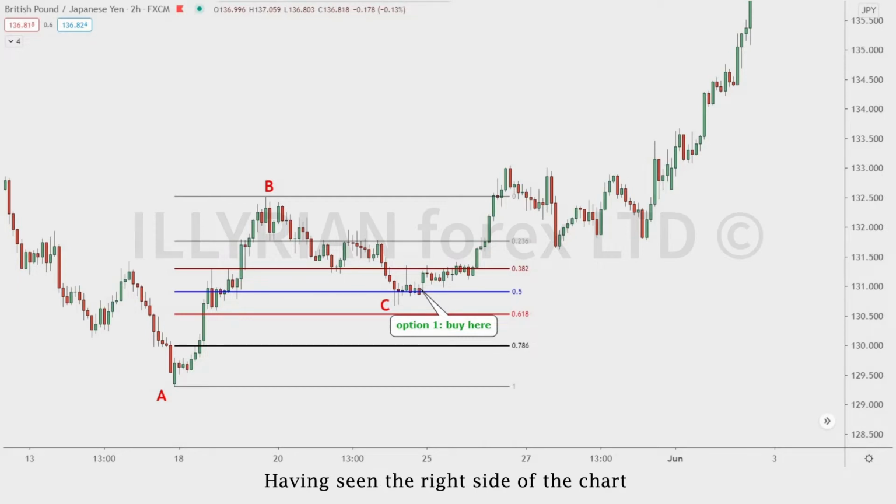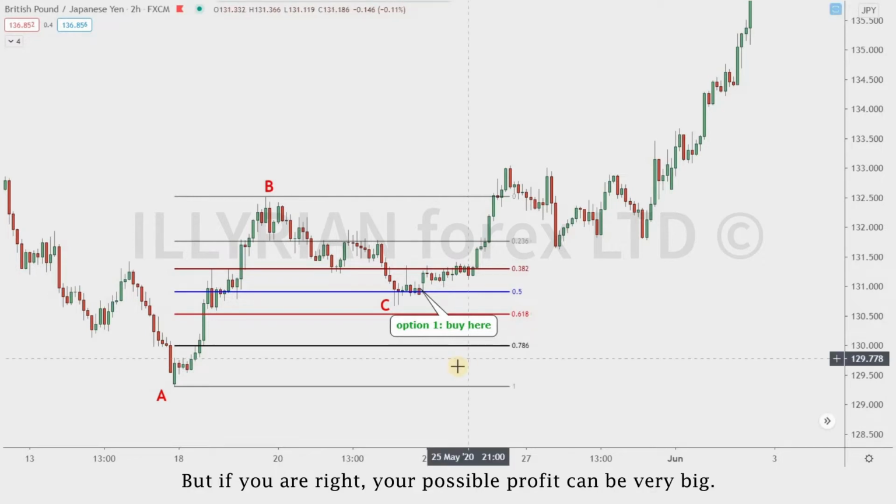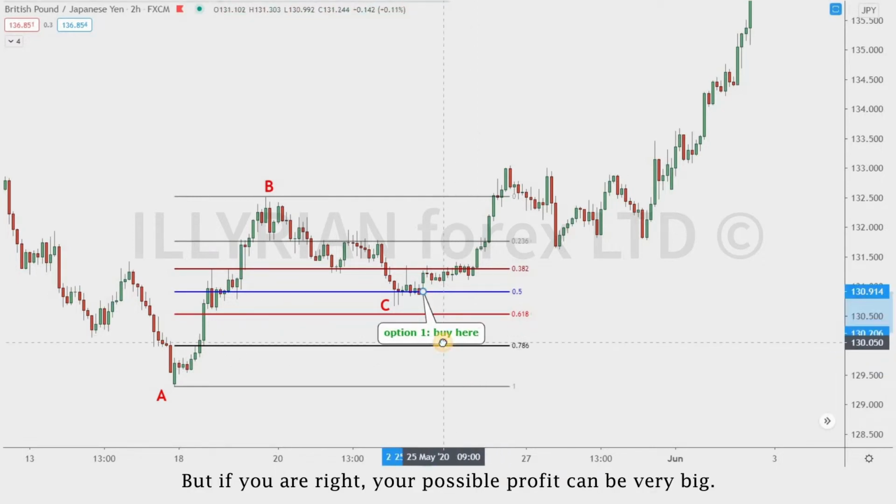Having seen the right side of the chart, you know that in that case the correction ended on the 50% level. In real life, when you choose this option, you never know if the correction really ended at point C or it was just a false move. But if you are right, your possible profit can be very big.